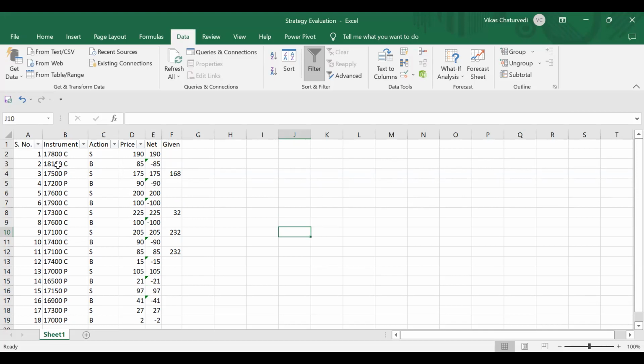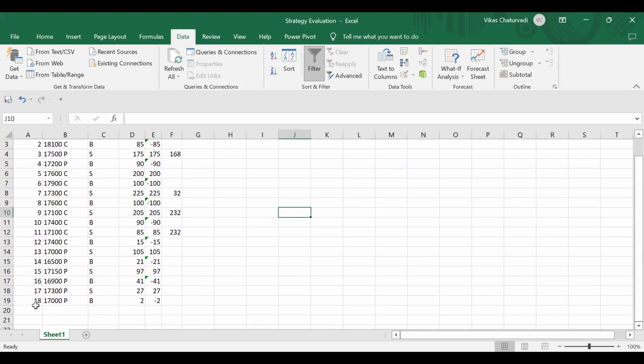So these are the positions I opened, of the 6th October expiry, with a single lot. So when I opened, how much did I get? S means sell, B means buy. Okay, I kept taking calls and puts, and in the end I had to open only 18 positions in total.